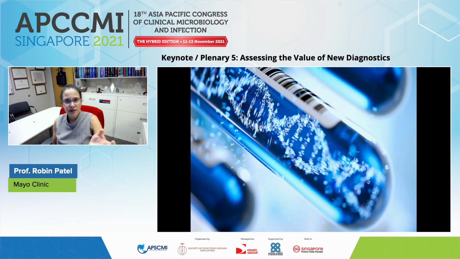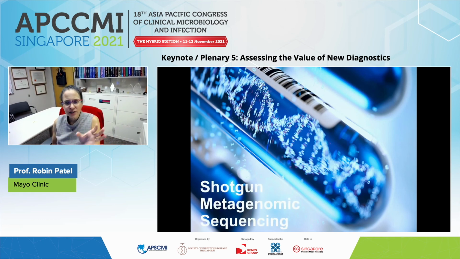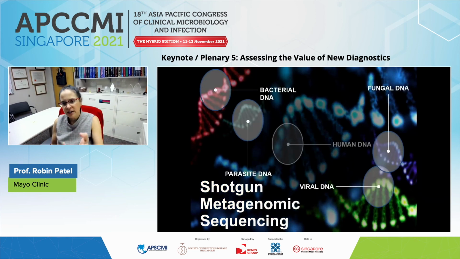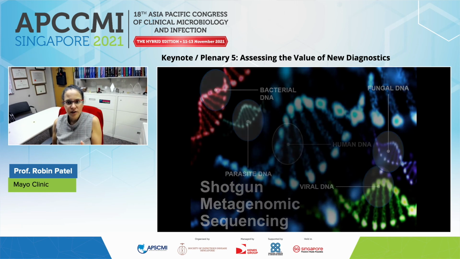We sequence everything in the sample, and then we look at what we find with all the sequencing data. And we find human DNA, and bacterial DNA, and parasite DNA, and viral DNA, and fungal DNA. And if you take an RNA-based approach, you also find RNA viruses. So basically everything can theoretically be identified. But of course, this is very expensive and complicated to do. So the question might be, is this valuable in clinical practice?